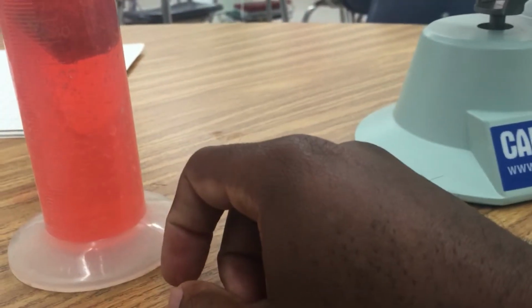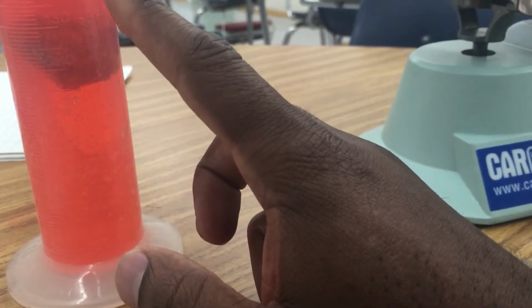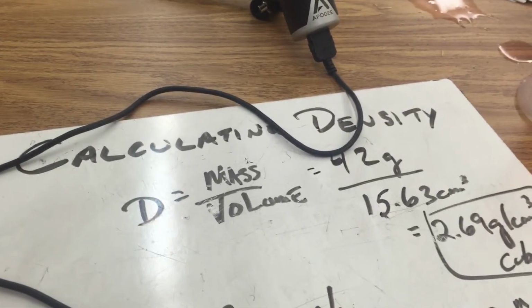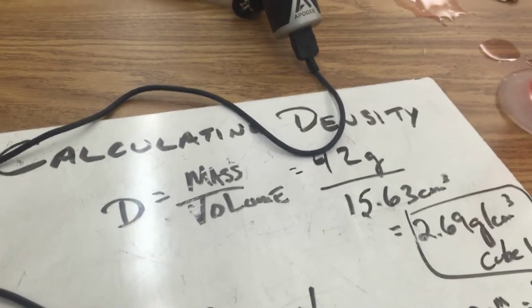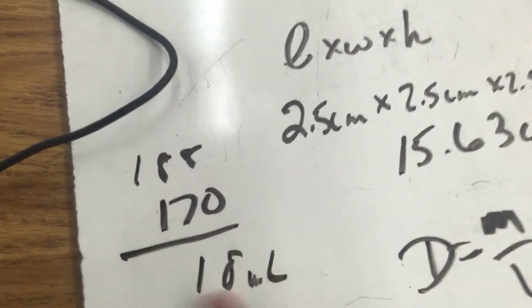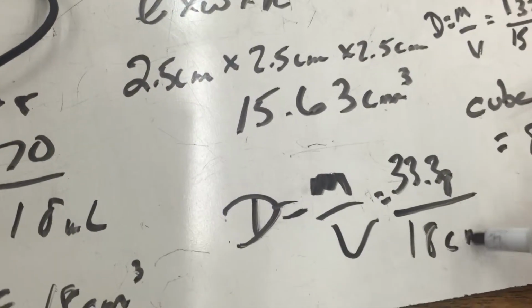So I put the rock in there, and it goes up to about 188. So it went from 170 up to 188. That's a difference of 18. So 18 milliliters was the change in the water, but the rock is solid, so that's also equal to 18 centimeters cubed. So our volume of the rock is going to be 18 centimeters cubed.